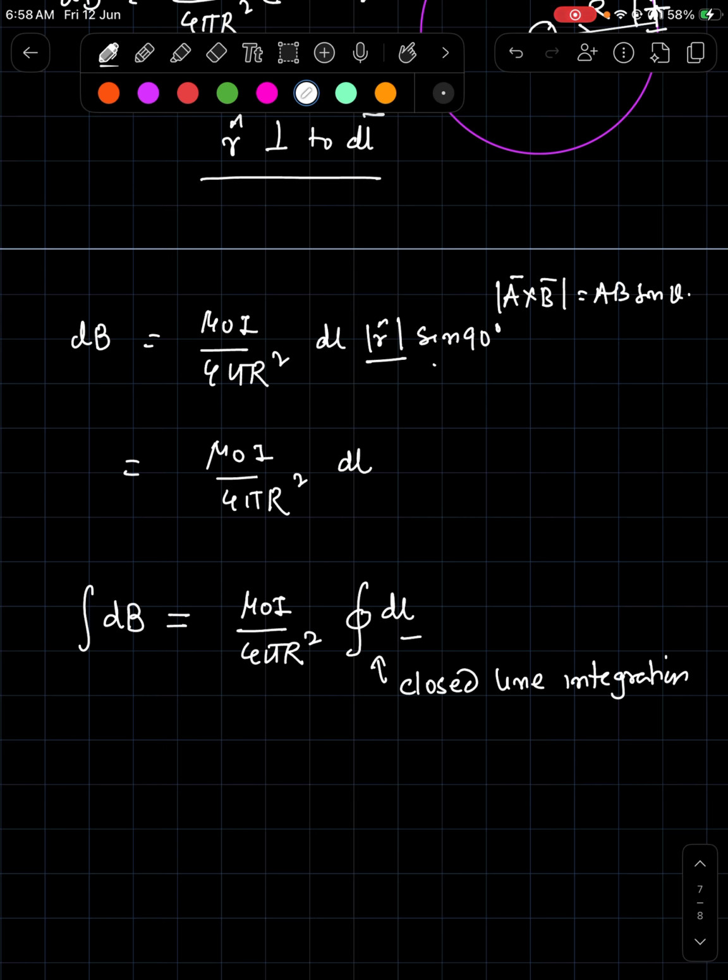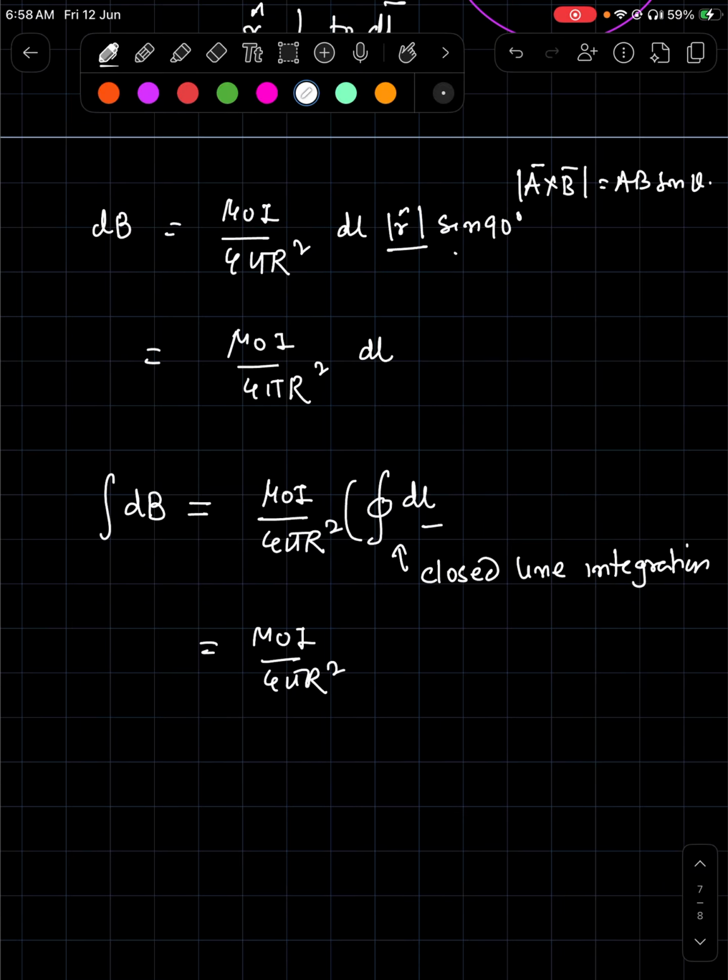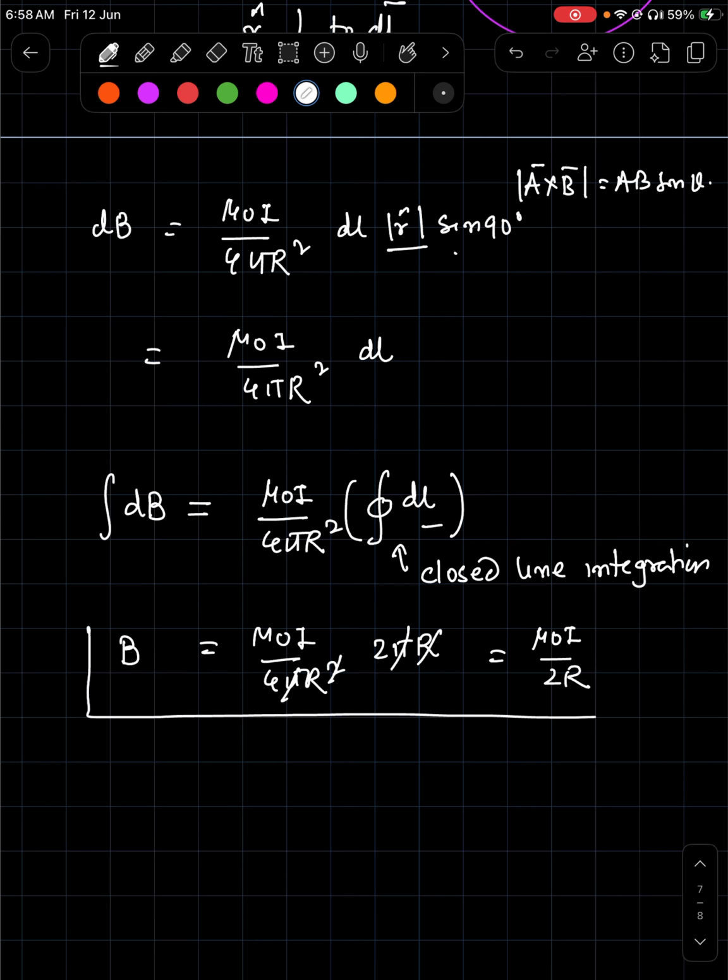We know what this result is. We are not bothering about the integration symbol, but for this calculation I have given it. The result is the total length of the wire, that is simply 2 pi r. So pi cancels, r cancels, and it becomes mu I by 2r. So that is the magnetic field at the center of a circular loop.